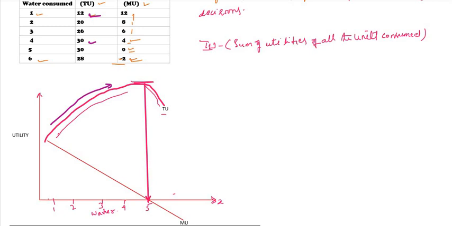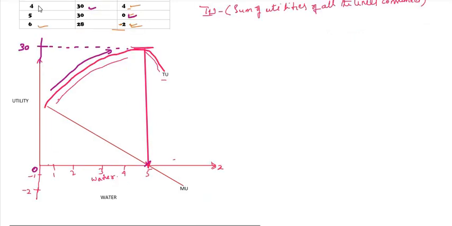When the marginal utility becomes 0 at the fifth glass, total utility is constant at 30 units and reaches the maximum level. When the marginal utility becomes negative at the sixth glass, the total utility declines from 30 units to 28 units. I think you will understand total utility and marginal utility with the help of the schedule and diagram.